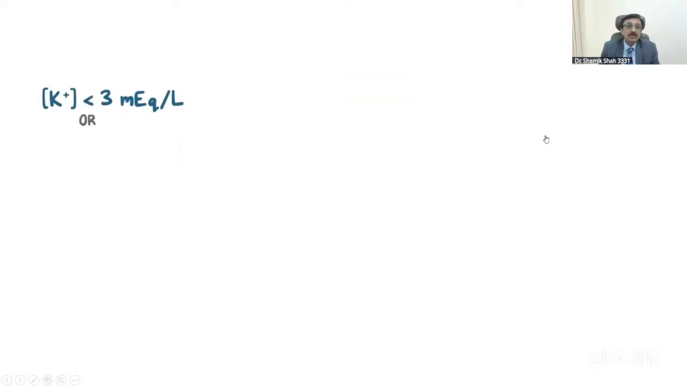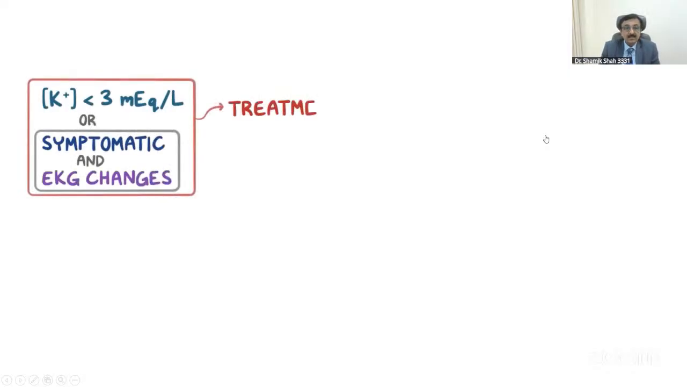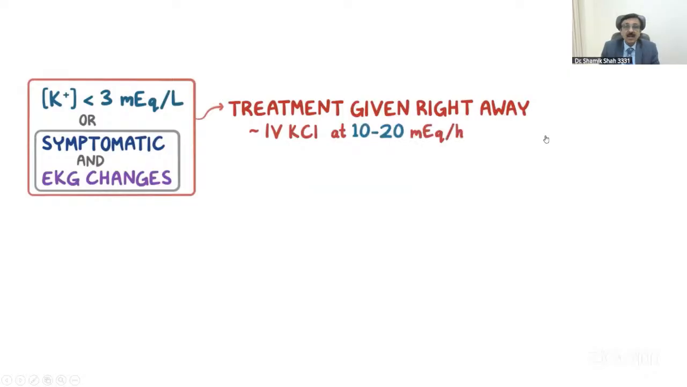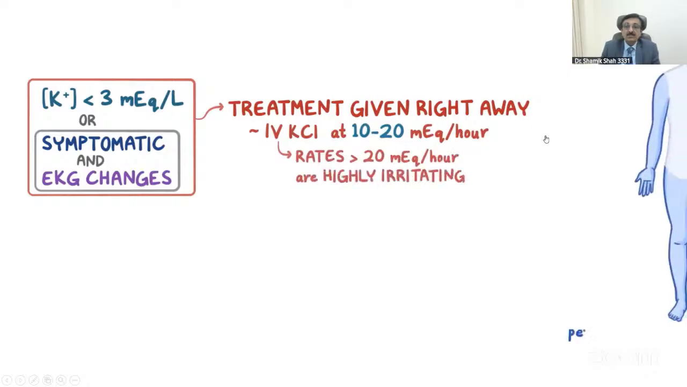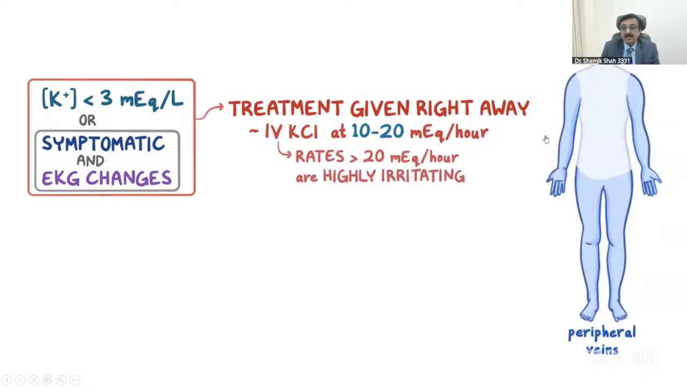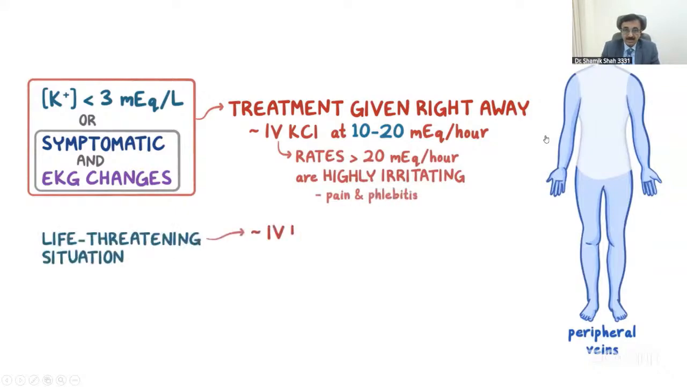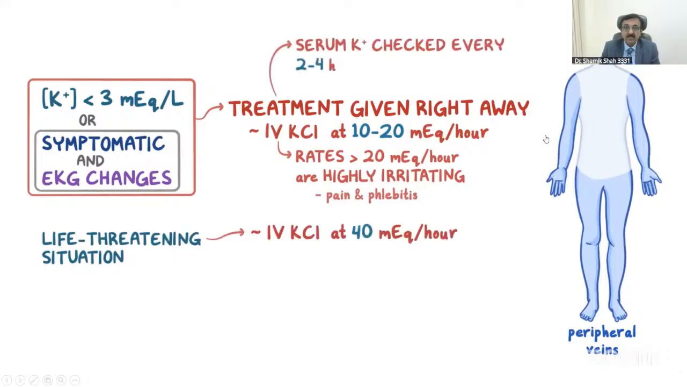Now, if potassium is below 3 milliequivalents per liter, or the patient is symptomatic and has ECG changes, the treatment should be given right away, right? And how do we do that? We start IV KCl at 10 to 20 milliequivalents per hour. Rates more than 20 milliequivalents per hour are highly irritating, so cannot be given in peripheral veins because it causes pain and phlebitis. But in a life-threatening situation, we can give up to 40 milliequivalents per liter.